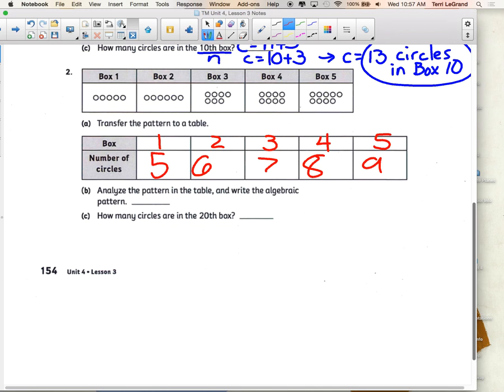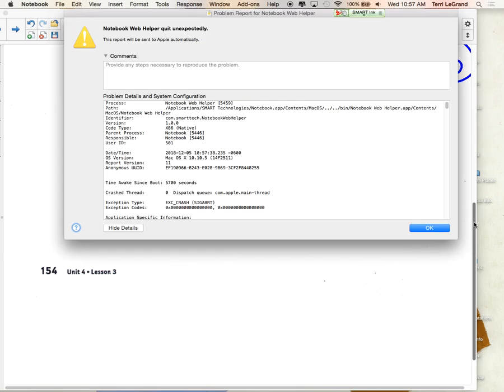Okay. Then why don't you start seeing if you can figure out what do you have to do to the box number to get the number of circles. Let's write that part down. Let's get ourselves started here. What are we going to do to that box number to get the total number of circles? My Smartboard software has been kind of acting up, so hopefully we'll be all right here.